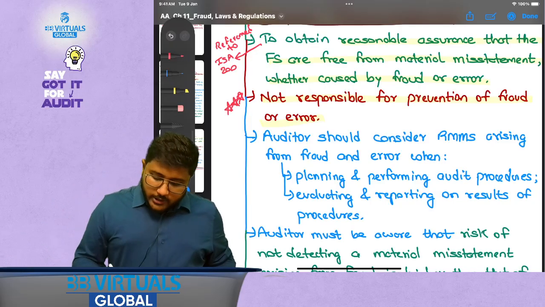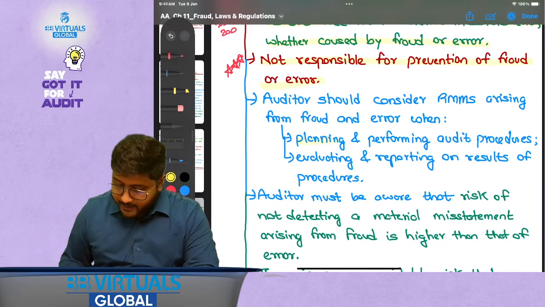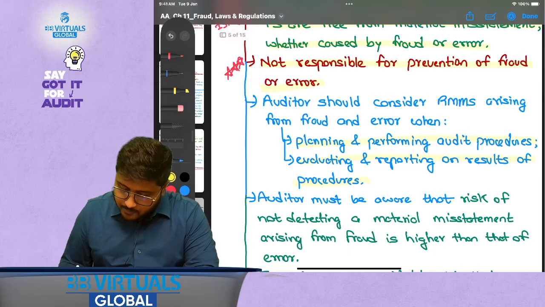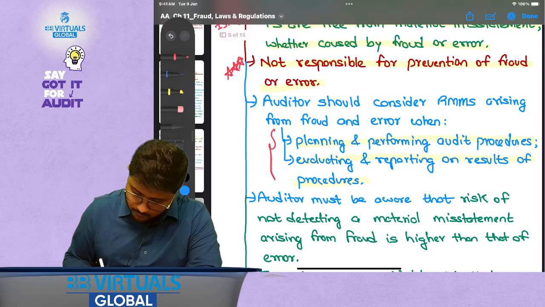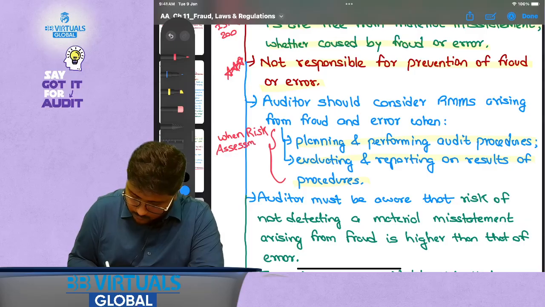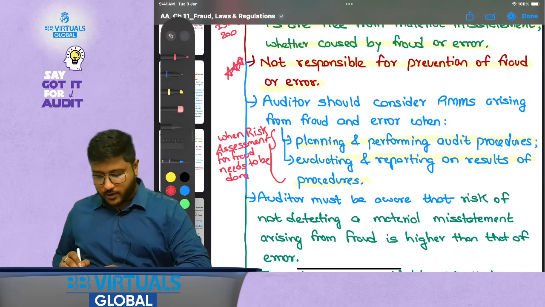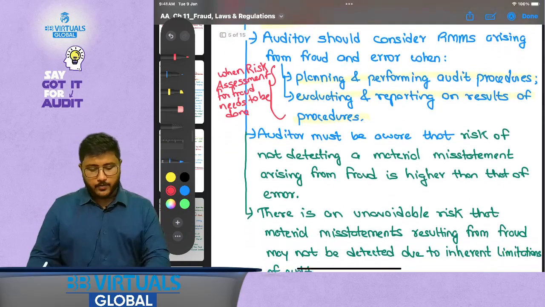Now, the auditor should consider risk of material misstatement arising from fraud and error when planning and performing the audit procedures and evaluating and reporting on results. That is, risk assessment procedure should be performed when risk assessment for fraud needs to be done. So when evaluating and reporting on results and planning and performing the audit procedures.